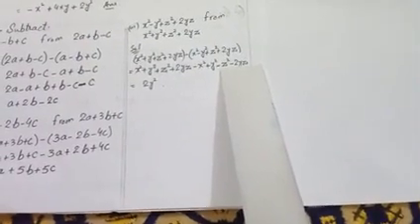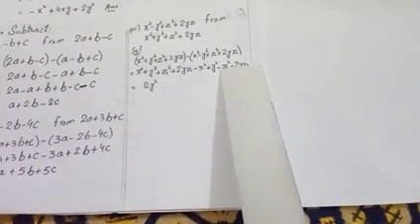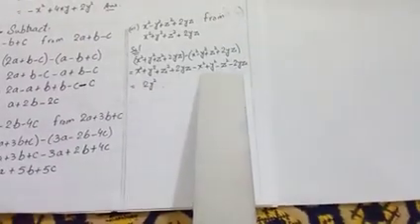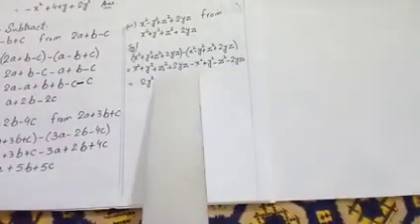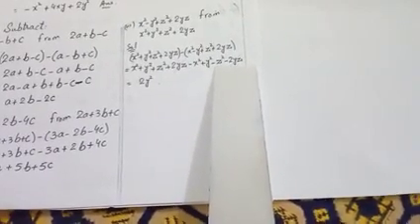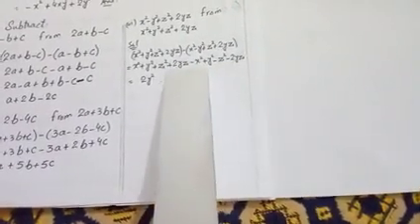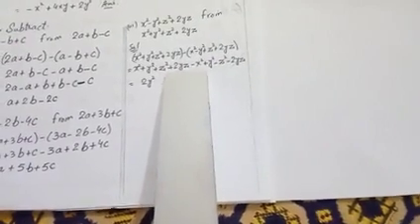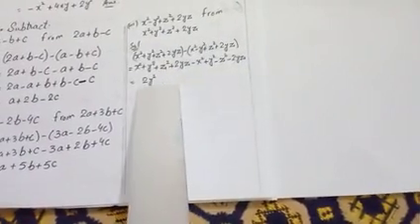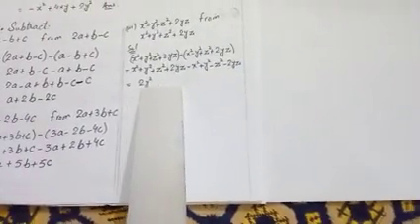Now all these similar terms with negative sign will be cancelled out, as this is plus x square, this is minus x square, will be cancelled out. This is positive z square, this is negative z square, will be cancelled out. Minus 2yz plus 2yz will be cancelled. So we are left with only two values, y square and this y square. y square plus y square will give us 2y square.